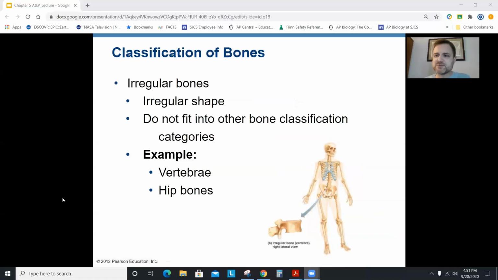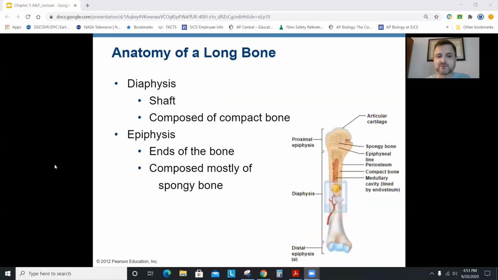So irregular bones is basically a catch-all category for everything else. These are irregularly shaped. Things like your vertebrae, things like your hip bones, bones that have pretty irregular shapes, we just put into one category called irregular bones.